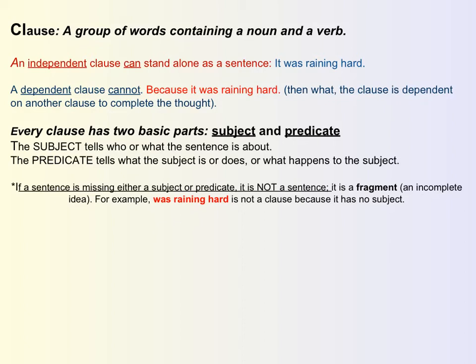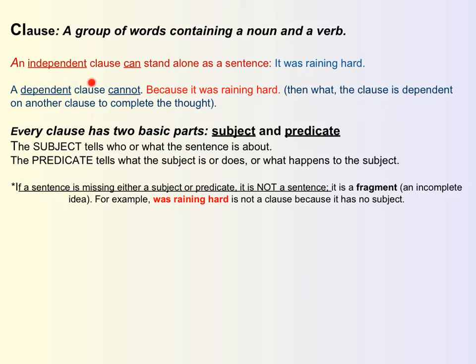A clause is a group of words containing a noun and a verb. But there are two different kinds of clauses. An independent clause can stand alone as a sentence. For example, it was raining hard. It makes sense all by itself.